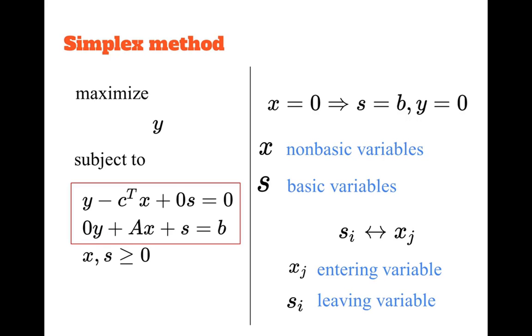So we need a method or an algorithm such that we can interchange the roles of the basic variable and the non-basic variable in order to increase the solution from 0 to the optimal solution. And that method is called the simplex method. And if it's possible, then xj is the entering variable and si is the leaving variable.